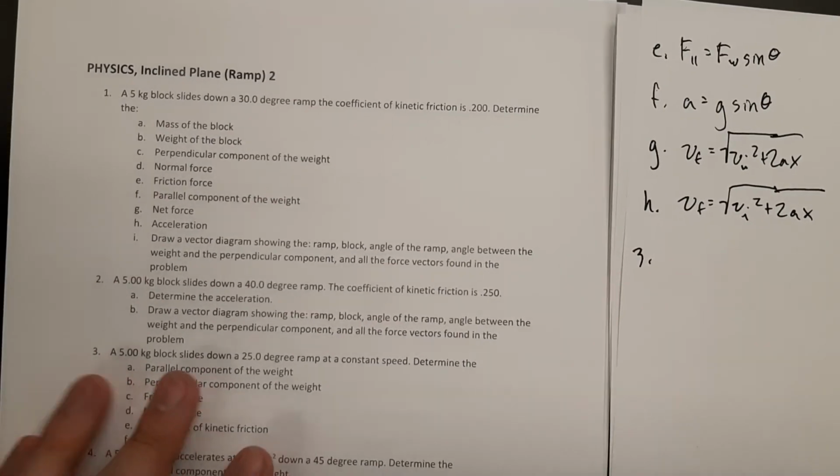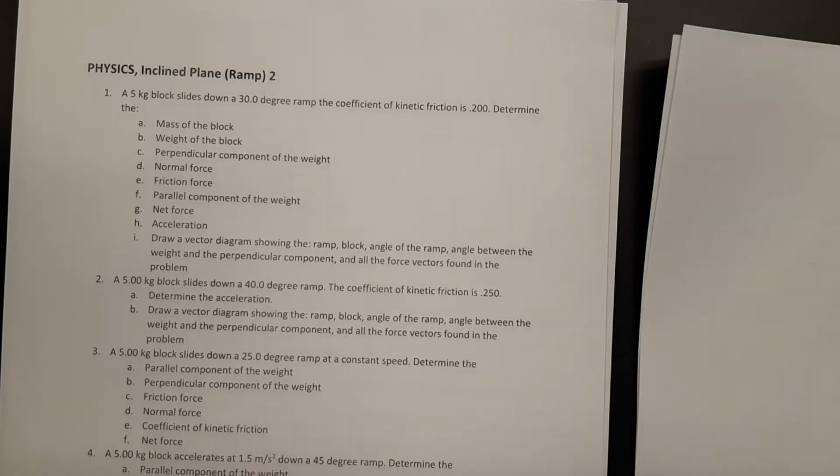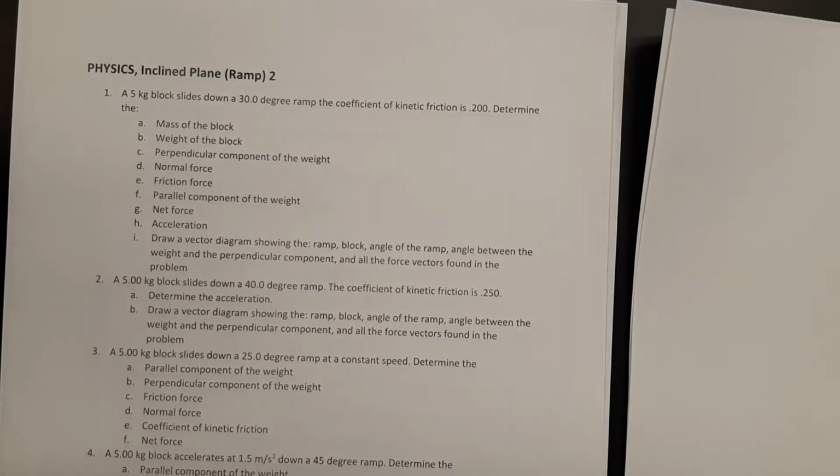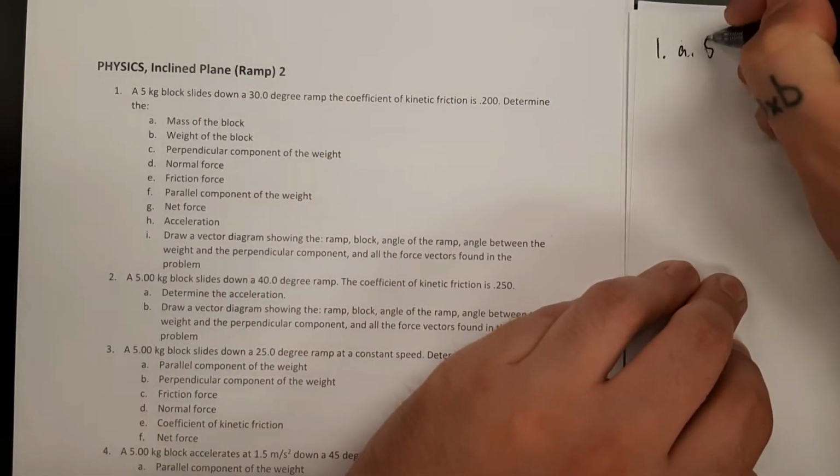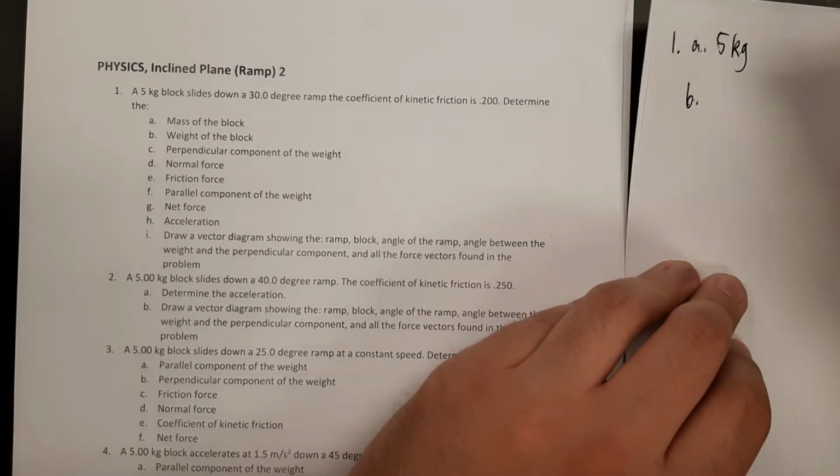We have got a 5 kilogram block sliding down a 30-degree ramp with a coefficient of friction of 0.2. Determine the mass of the block. Well, that was a given piece of information. Mass of the block is 5 kilograms. Look at us go.